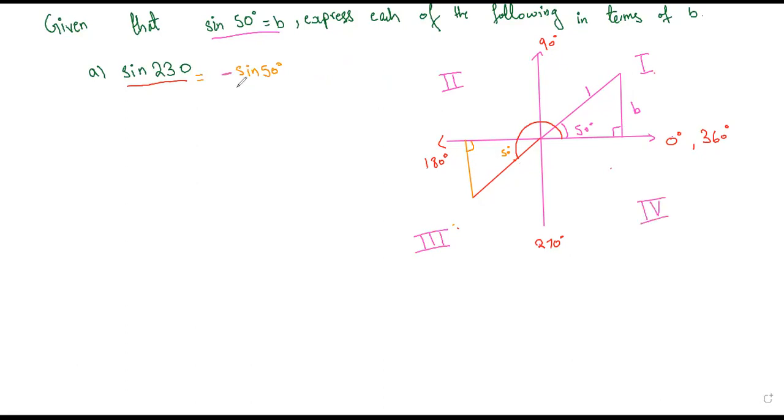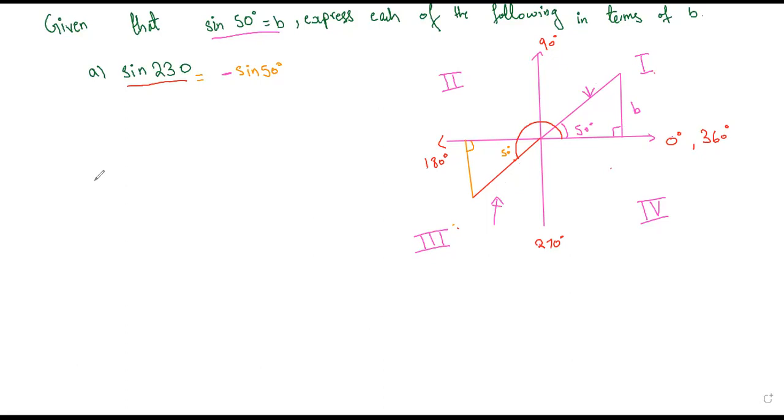So this would be negative, right? Because sine is negative. Technically, sine 50 is this, okay? We are not talking about sine 50. We are talking about sine 50 in the third quadrant. That is absolutely different. That will come with a negative sign. Very good. So this example is there.